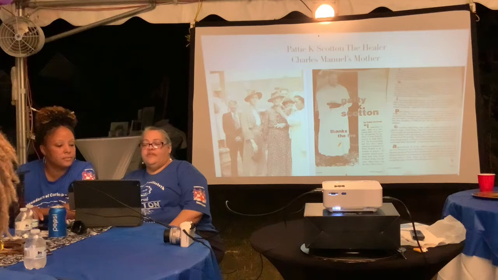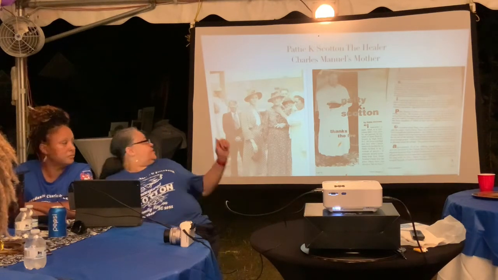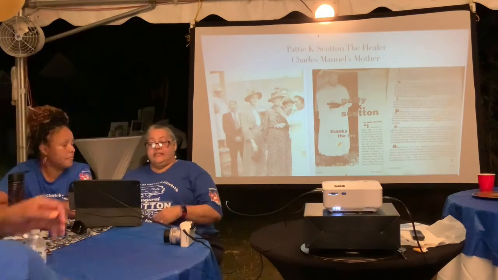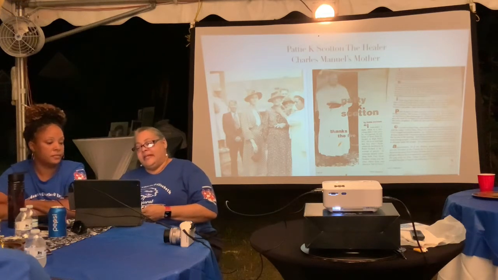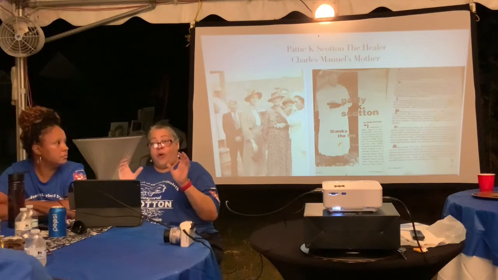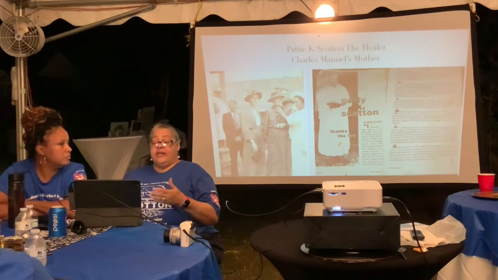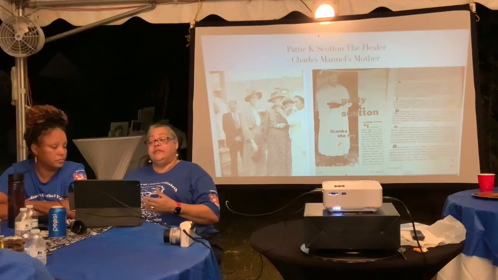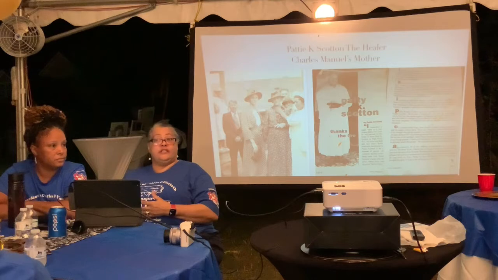This is a picture of Patti Kay Scotton, who was Granddaddy's mother. The picture on the left is actually a picture that was taken in a magazine where she is healing white people. The significance of that is, back in the early 1900s, 1920s, 1930s, people were segregated, but white people believed in her healing so much that they brought their children and their family members to her so she could heal them. And she could heal them by the touch of her hand and by the prayers that she prayed.